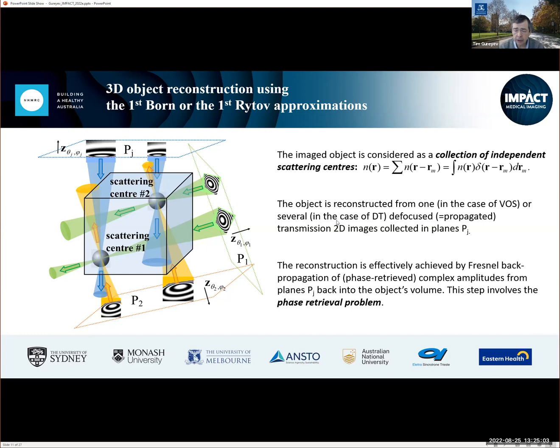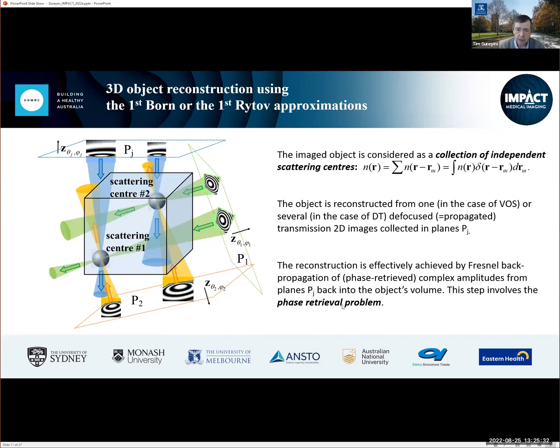So again, the object can be reconstructed sometimes from a single image, which is called virtual optical sectioning, or from multiple images in the case of conventional or diffraction tomography. DT stands for diffraction tomography. And by the way, I'm using the words defocused images and propagated images interchangeably. That means the same thing, the images which are collected at some distance from the sample.